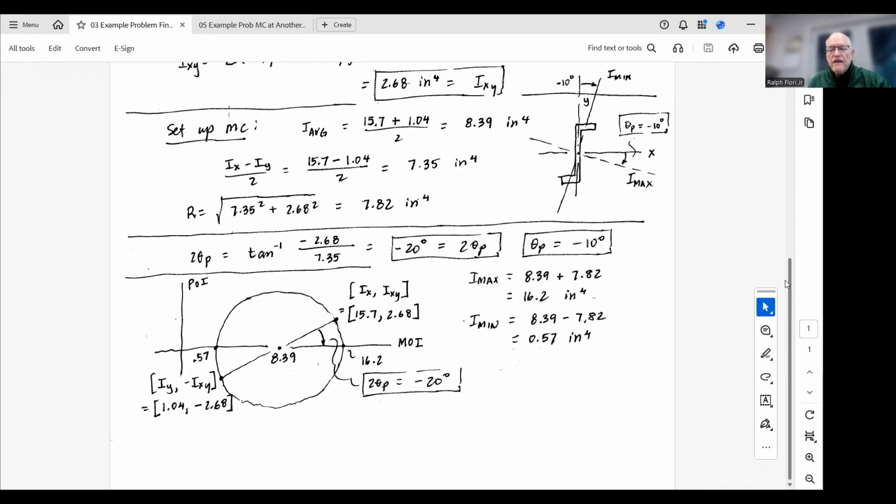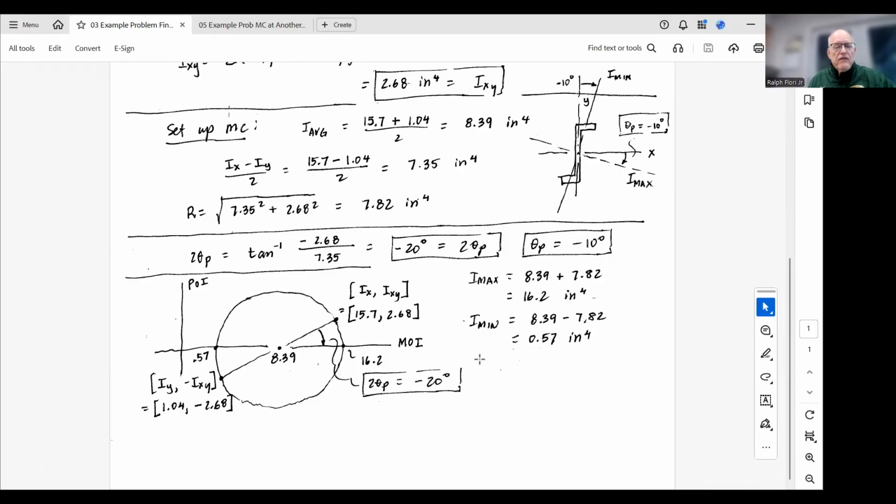When you look at the original shape, if we start at the x-axis and go 10 degrees on the shape, that should be an Imax axis. And then 90 degrees from that should be an Imin axis. That's basically what we would expect. The Imin looks like it's crossing through most of the area, so you would expect that to be the Imin, and then the Imax is 90 degrees from that. So we get a result that's consistent with what we expect.